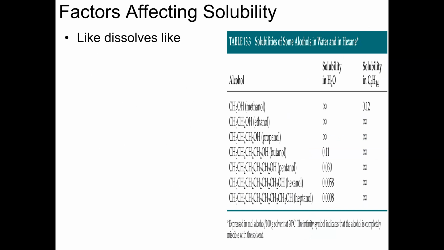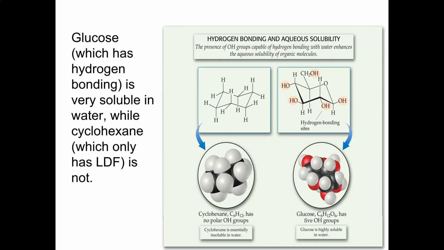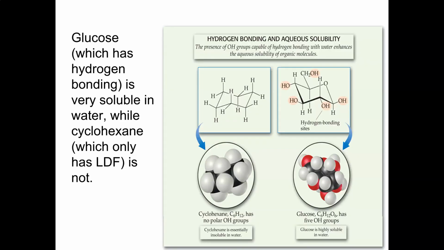All right, things that affect solubility, like dissolves like, that's the big theme. Things that have similar IMFs will dissolve in each other. That's the long and short of it. You can see from the diagram on C6H14, very little of methanol dissolves because this is nonpolar. This is polar. They're not alike. As you go down, solubility goes to infinity, whereas for alcohol and water, you can see very specific amounts that you could dissolve, how many grams per milliliter in a situation, using a 100-gram sample of the solvent. So in general, the more similar they are, the more likely they can dissolve in each other.